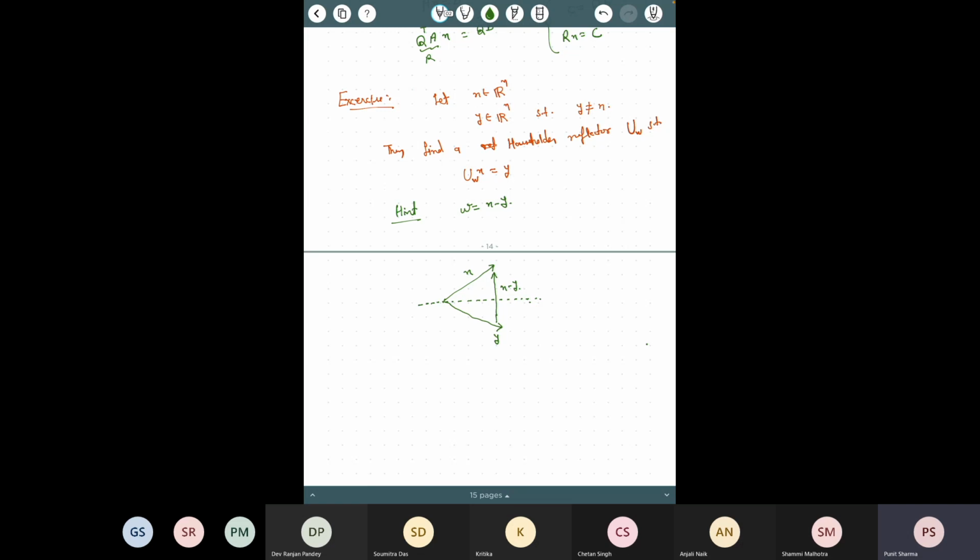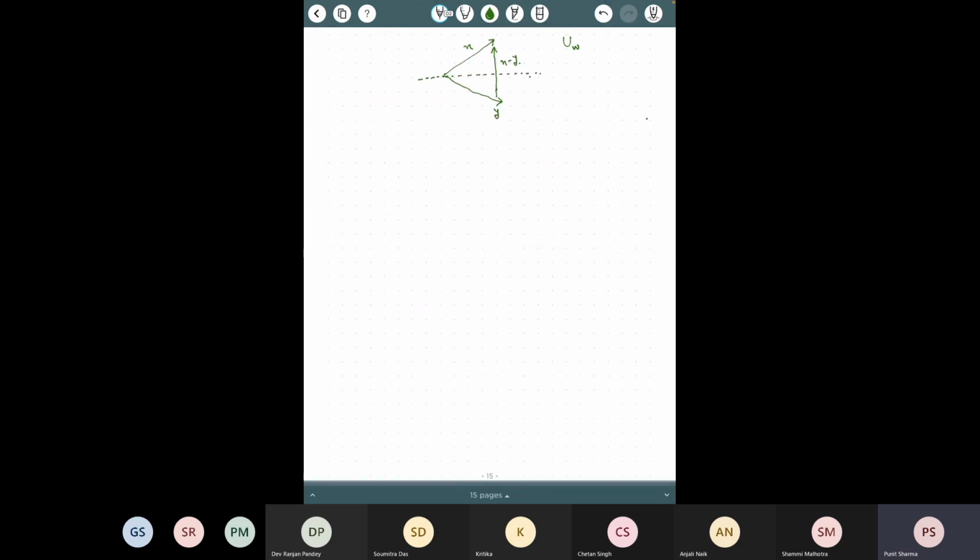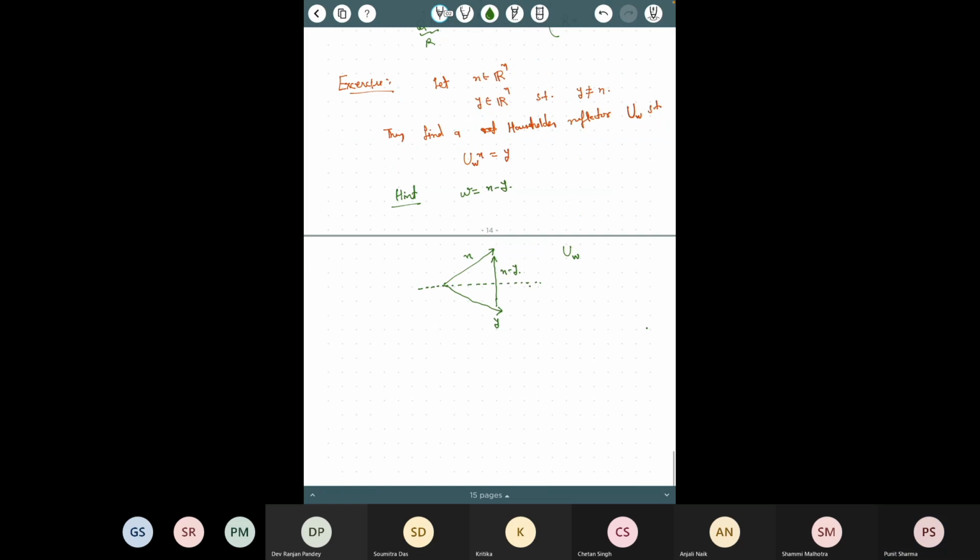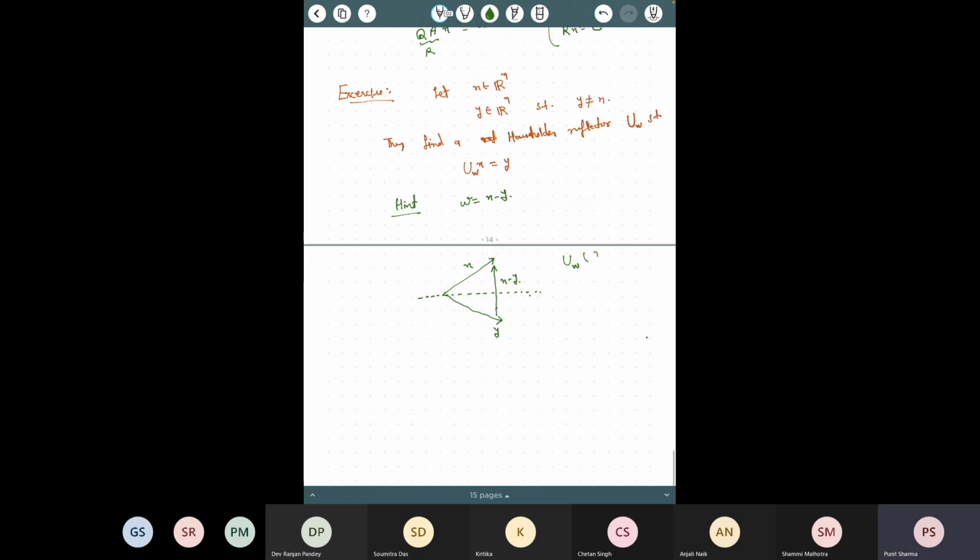So if you choose W as X minus Y, then you know the property of U_W. When you construct this U_W and simplify, you will see that U_W sends X to Y. You can verify this by writing X in this form: X minus Y plus X plus Y. So you can write X in this way, and then verify this effect.